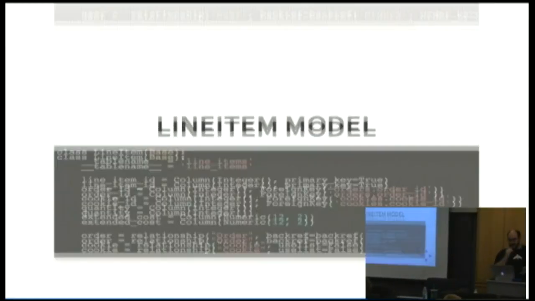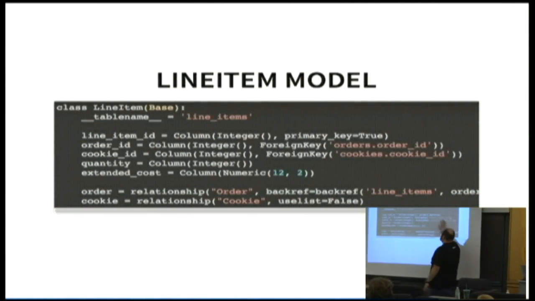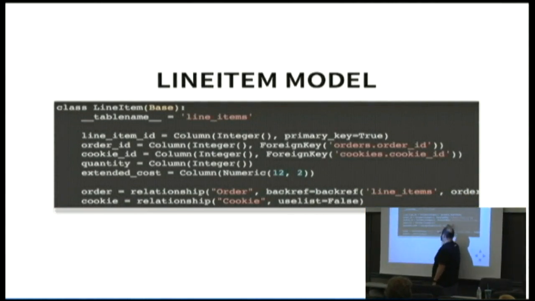And to go one step further, I have a line item model, which literally is the line items of an order. Here I have a foreign key to orders, a foreign key to cookies, then a relationship to each one of those. Make sense? There's one unique thing here as opposed to this relationship. There's no back reference from cookie. I don't really care about going cookie.orders and seeing every single order everyone's ever made for chocolate chip cookies.